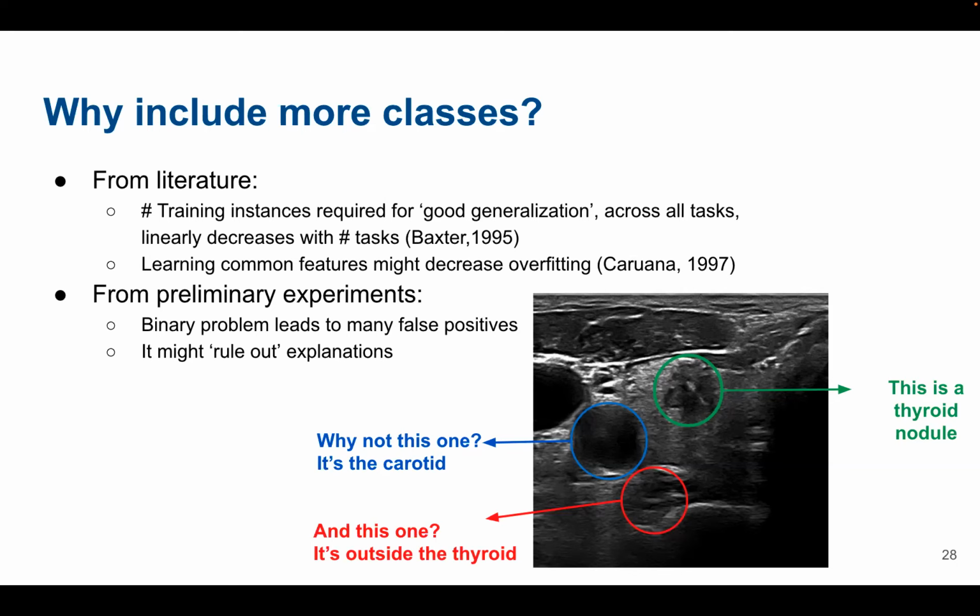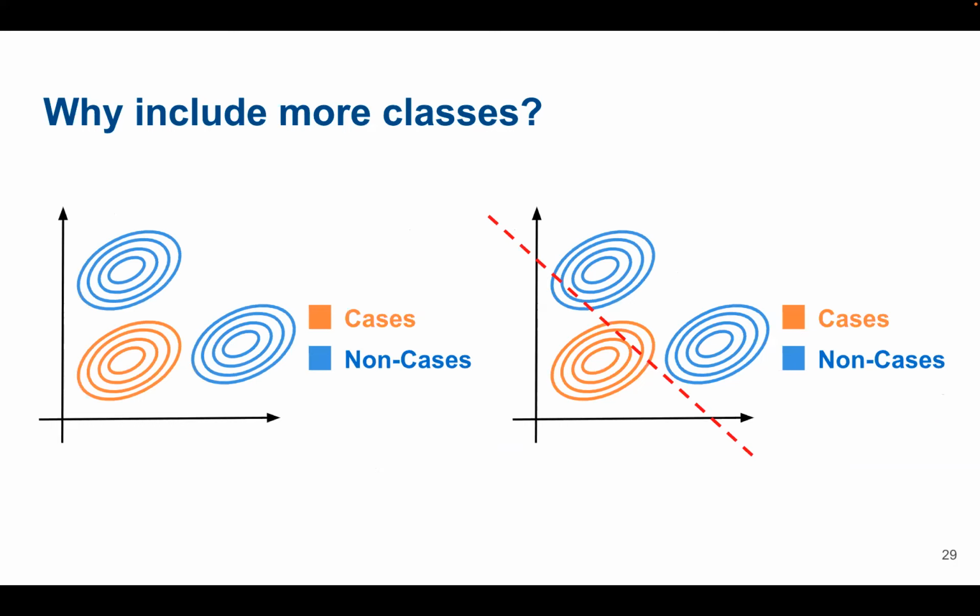So giving this extra information can help you to rule out some of these explanations. Let me give you a simpler example. Take the image on the left, where you have cases and non-cases, and imagine that you want to draw a line that separates the orange from the blue. Well, the best line that you can get is something like that, right? This is the one that separates them best. You can create one line if you have 2 different classes.